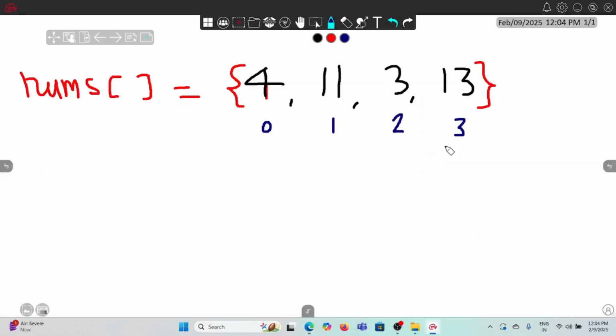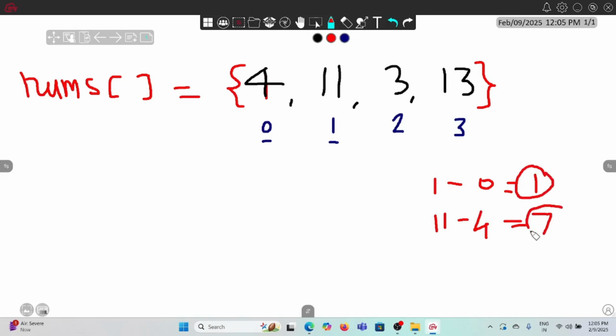For example, if we take the pair of indices 0 and 1, what is the difference? The difference is obviously 1 minus 0, which is 1. This is the difference of indexes. But look at the values sitting there. At index 1 it is 11 and at index 0 it is 4. So 11 minus 4 equals 7. See here, the index difference is not equal to the difference of the values. So this is an example of a bad pair.